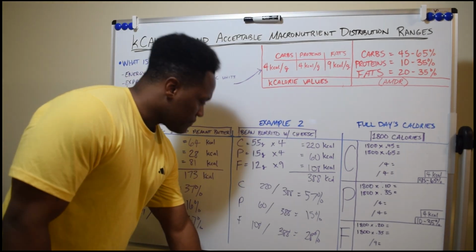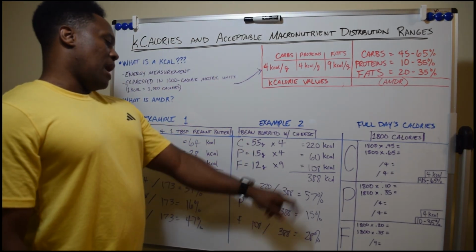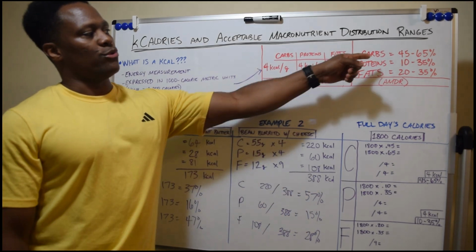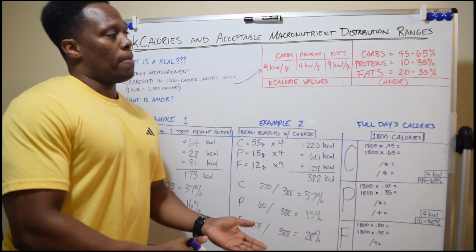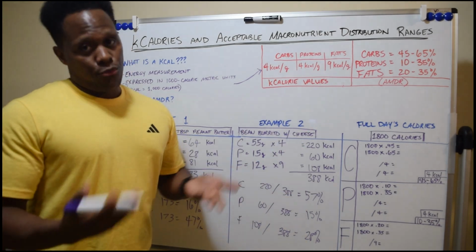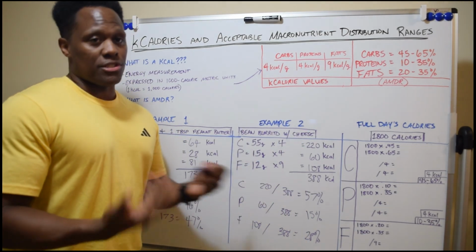Well, that tells us that with carbohydrates being 57%, if you look up here, carbs anywhere between 45 to 65%, 57% is within that range. So you're good on carbs for this meal.